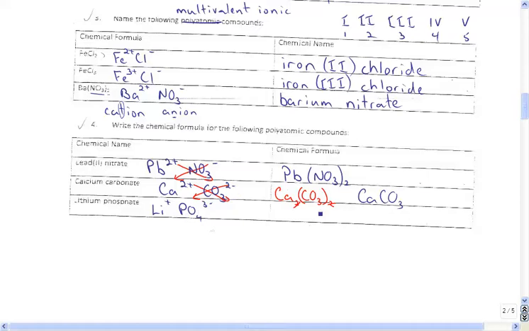We're going to have Li3PO4. There's only 1 phosphate ion, but there are 3 lithium ions that have to combine with that. And again, if you did the hook and ball method, you'd see exactly the same thing. So let's go down to the next page.